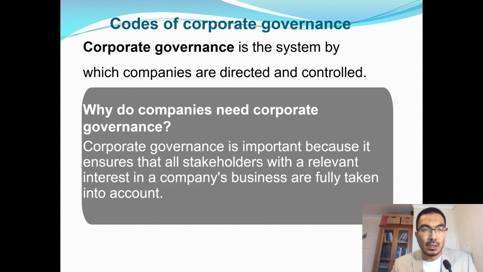What's corporate governance, and why do we need corporate governance? Corporate governance is a system by which companies are directed and controlled. And why do we need corporate governance? Because without corporate governance, the companies cannot be controlled or directed.